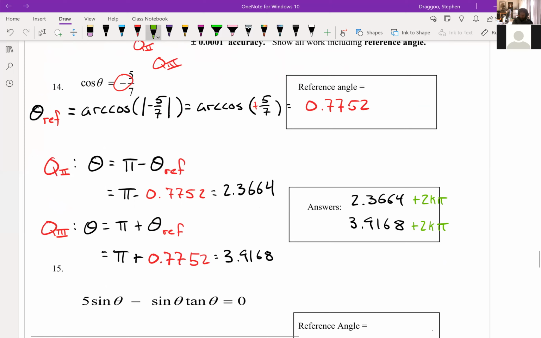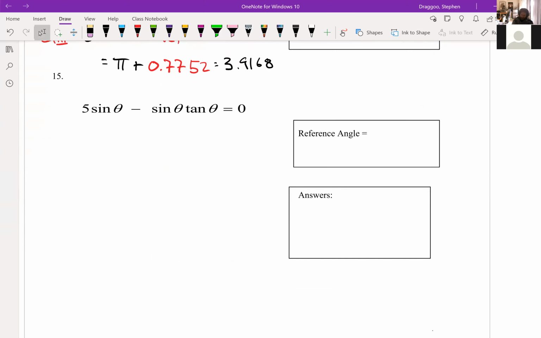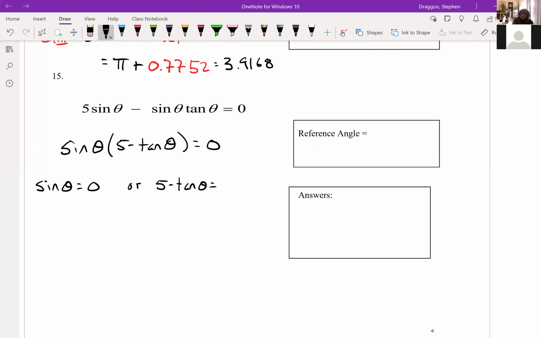All right, up next, probably we're looking for the same thing, right? Yeah. Okay, so we have 5 sine theta minus sine theta times tangent theta equals 0, which means we've got sine theta times 5 minus tangent theta equals 0. Solving each piece individually, sine theta equals 0, or 5 minus tangent theta equals 0. So on the one hand, I've got theta equals 0 and pi, right? If sine of theta is 0, that happens at 0 and pi. And if 5 minus tangent theta equals 0, that means tangent theta is equal to 5.